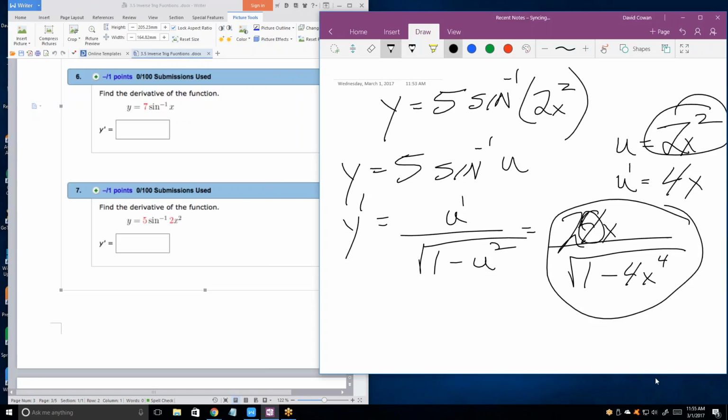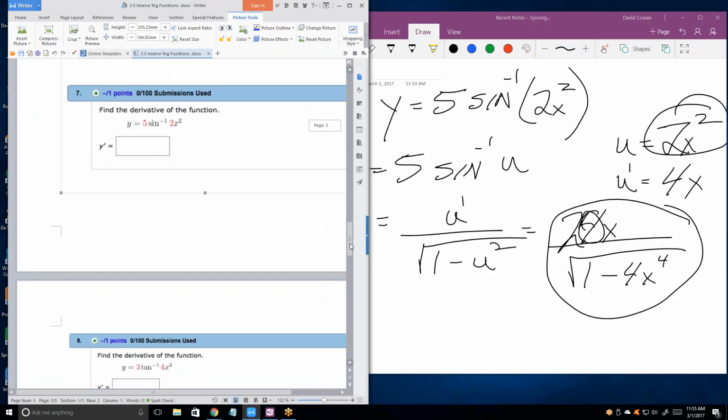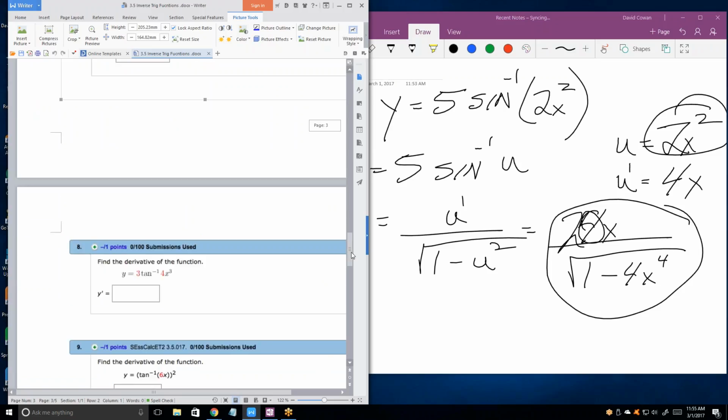Oh, okay. 20x. It's one of the problems with just totally ignoring that number: you have to make sure you bring it back in when you get your answer, because that number you can't just ignore. So 20x over the square root of 1 minus 4x to the 4th. Okay, perfect. Make sure that that's what it says. Yeah, that's correct.